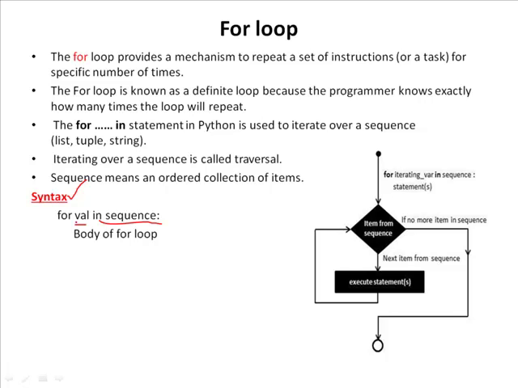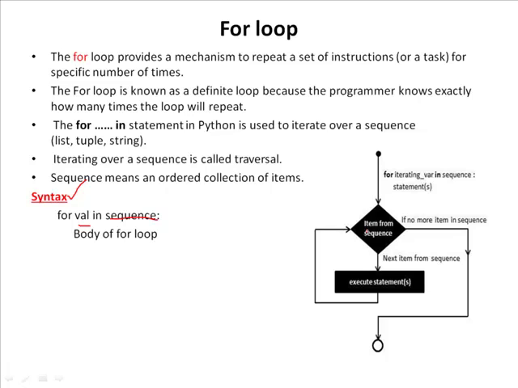And here when we are writing a for loop, this for loop condition should end with a colon operator. After this colon operator, we have to follow the indentation to separate the body of the for loop from the rest of the code. And see, here is the flow chart.